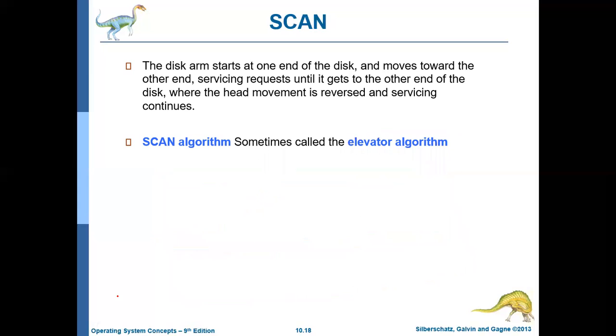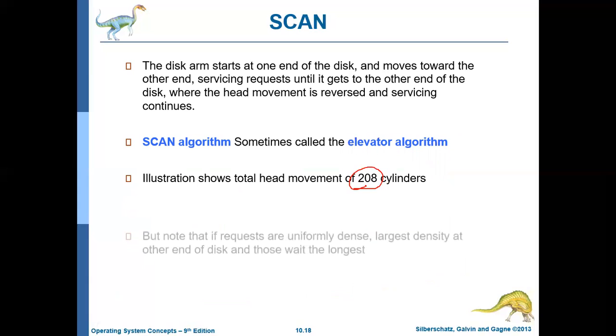So the SCAN algorithm is also called the elevator algorithm. For the given example, if you apply the SCAN algorithm, we get 208 cylinder accesses. Totally, the head has to pass through 208 cylinders.